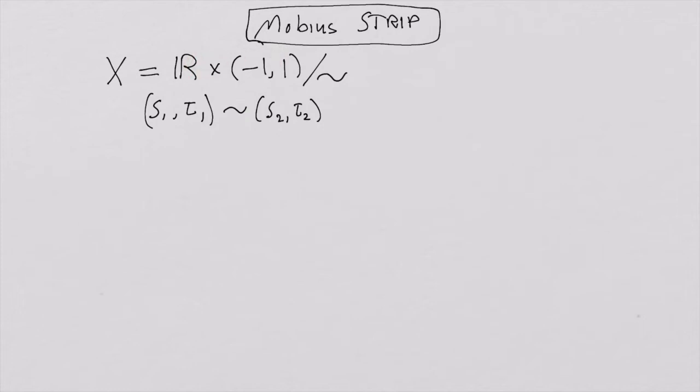But this will be true if and only if S2, T2 equals S1 plus 2 pi k and -1 to the k T1. So this is going to be our equivalence relation right here. And it looks very, very familiar to the one we did before, right?